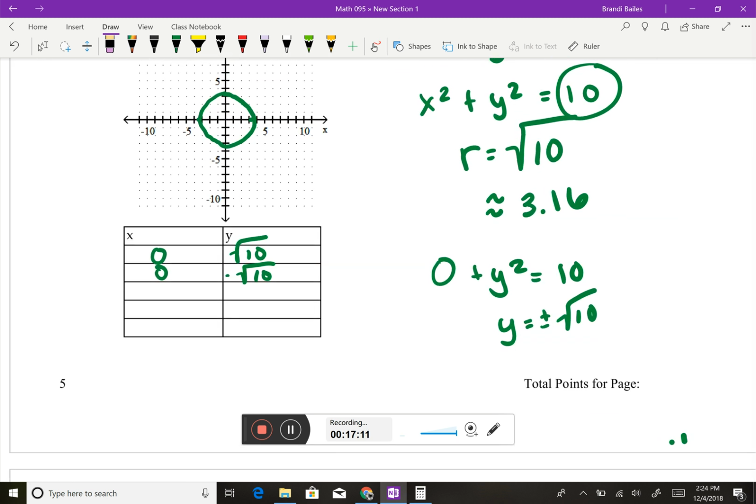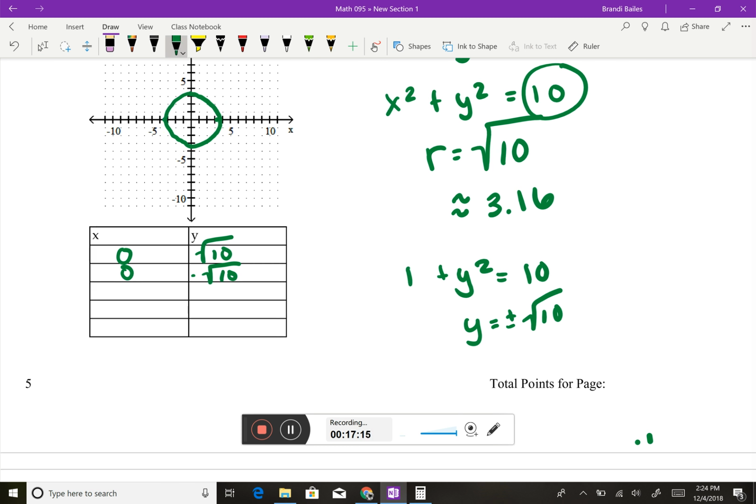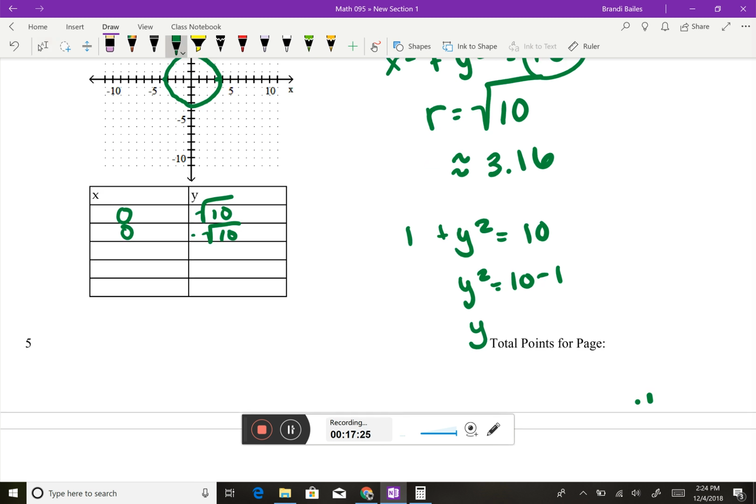Okay, we need another point, so let's try 1. So if x is equal to 1, and 1 squared is still just 1, then y squared would be equal to 10 minus 1, and y would actually be equal to the square root of 9, which is better known as 3. So 1 will give me plus and minus 3, and also positive 3.